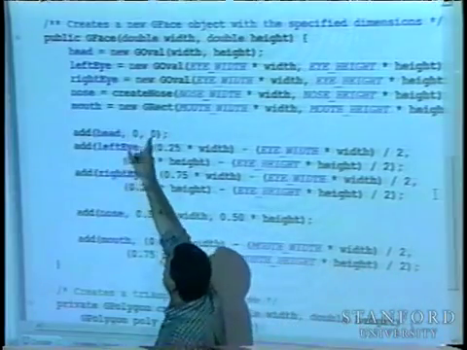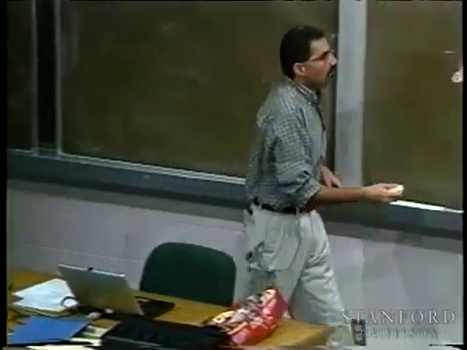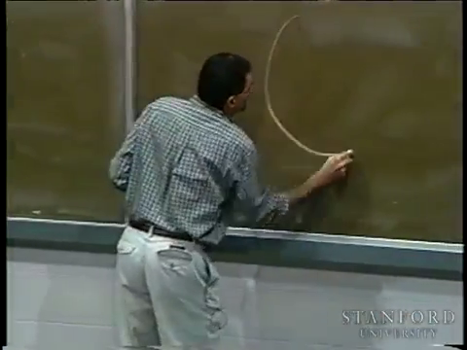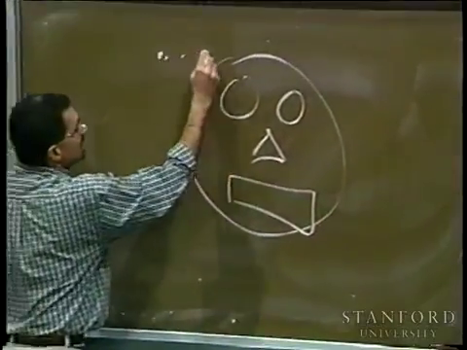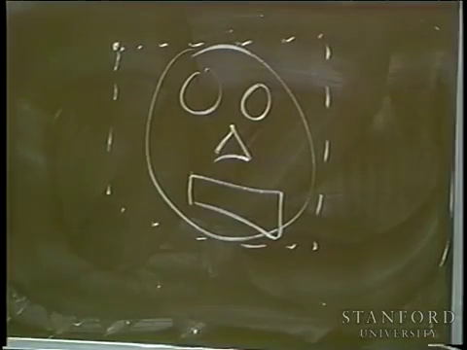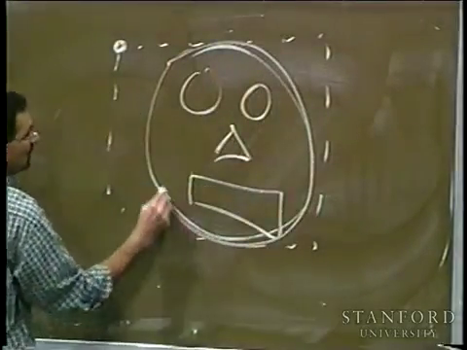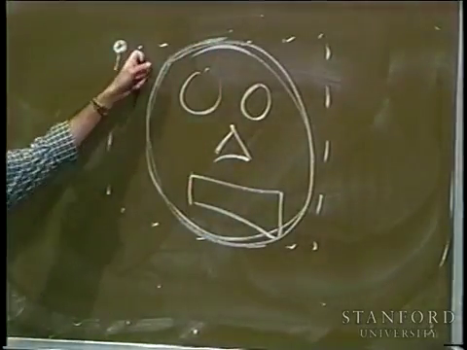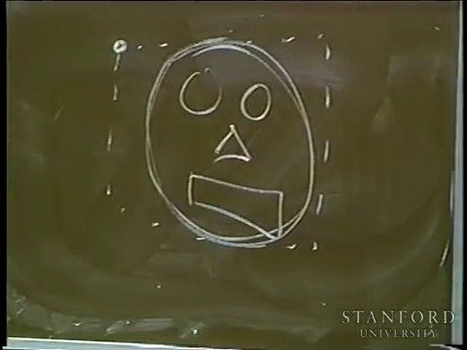So add head at 0, 0, my imaginary reference point for this face, is going to be this upper left-hand corner of the bounding box. Okay? So if I say add head is 0, 0, if I think of this as 0, 0, and this is an oval, it's going to add the oval here, because what I'm specifying is the upper left-hand corner of the oval. Okay? Now, where am I going to add other stuff?